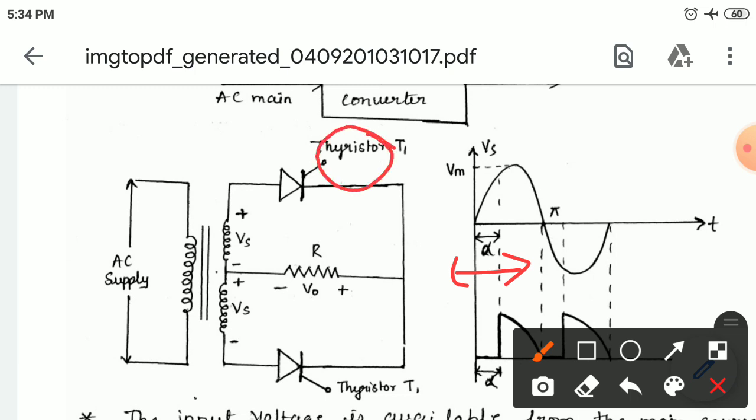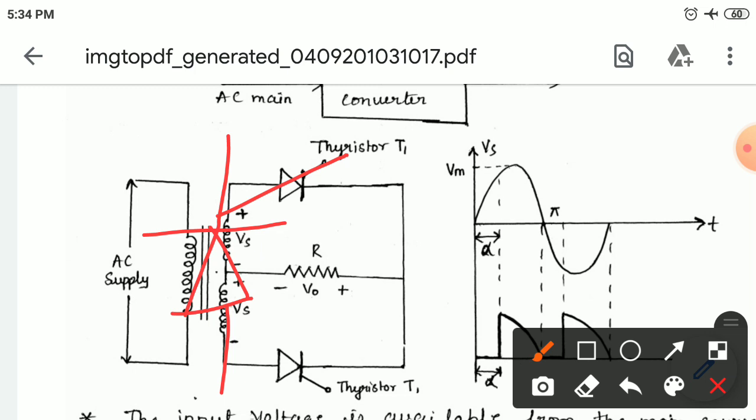So what is the condition for the thyristor to operate? This is your thyristor, this is your gate, and here are the anode and cathode. For a diode, if you give the anode and cathode the right polarity, it will conduct. But for thyristors, along with the anode and cathode polarity, a gate pulse is required. The gate pulse is a pulse generated from the firing circuit. Without a gate pulse, your thyristors will not operate.